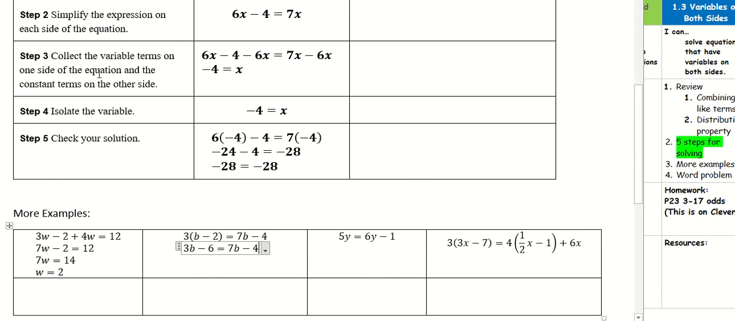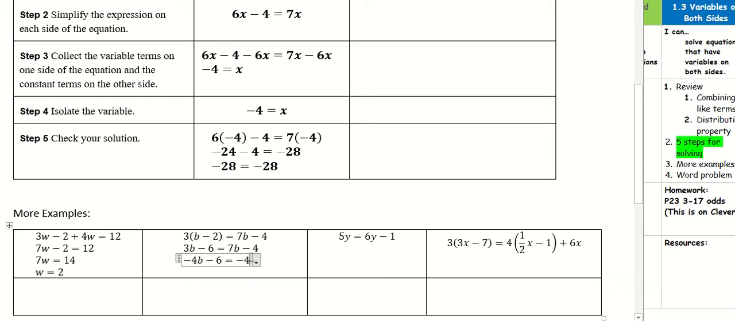Now I'm on to step 3 because there's nothing I can do to simplify. It says collect variable terms on one side and constant terms on the other side. It doesn't matter which side goes to which. I can move my 7b's over here, or I can move my 3b's over there. It does not matter in any way, shape, or form. So I'm going to subtract 7b from both sides. 3b minus 7b is negative 4b minus 6 equals 7b minus 7b is no more b's, so they're gone. It canceled out. I'm left with negative 4 on this side. So I subtracted 7b from both sides.